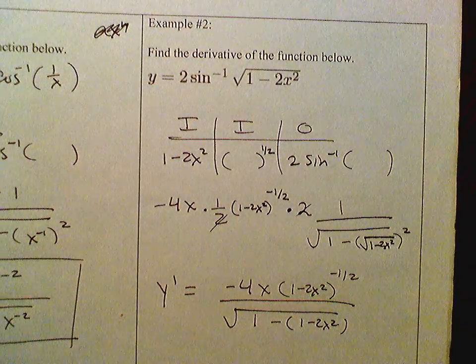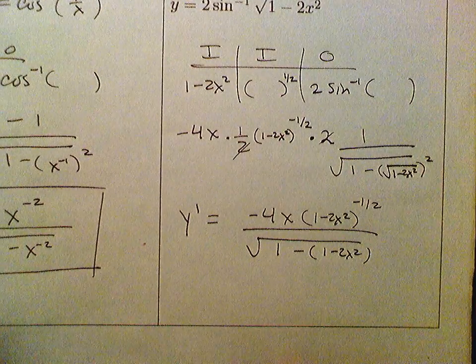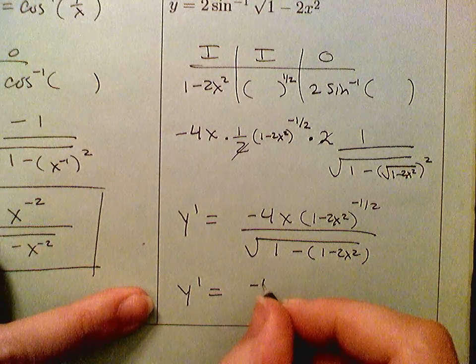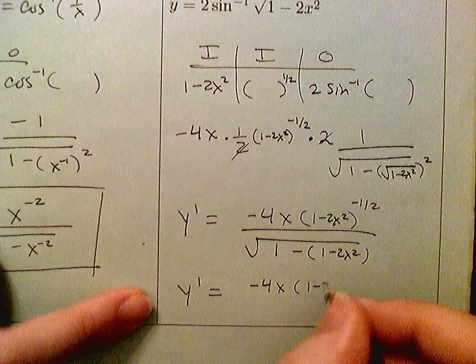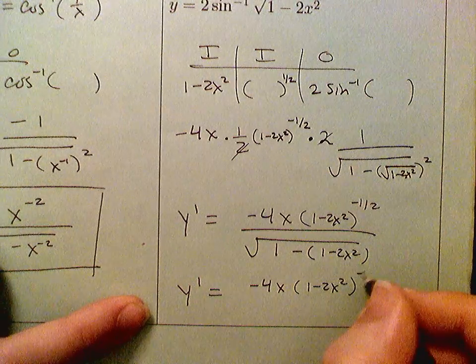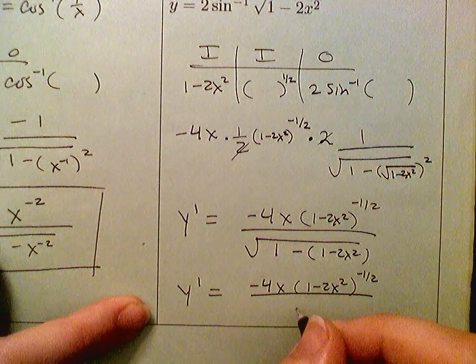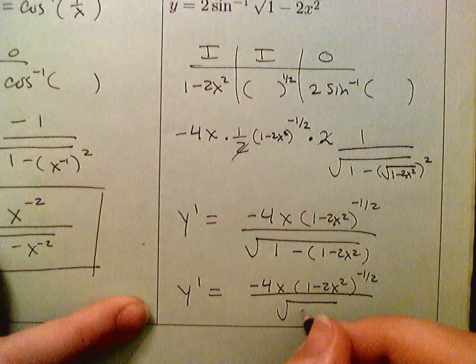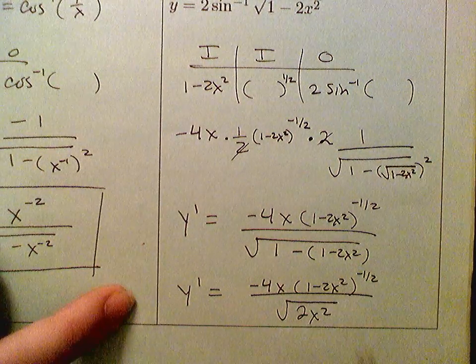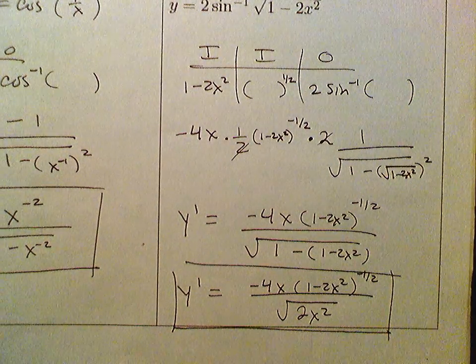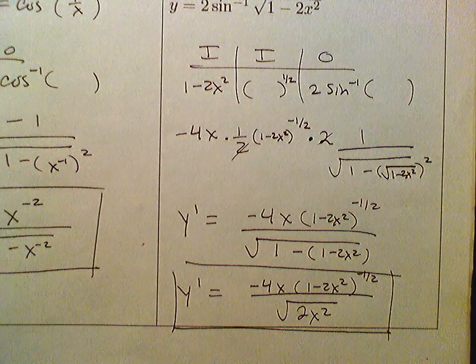And then I'm going to go just a teensy bit further, but you don't even have to do this, guys. So this is negative 4x times 1 minus 2x squared to the negative 1/2. And then this is radical 2x squared, which, you can take the x out, but I'll just leave it like that. Whoops, I crossed off the exponent.